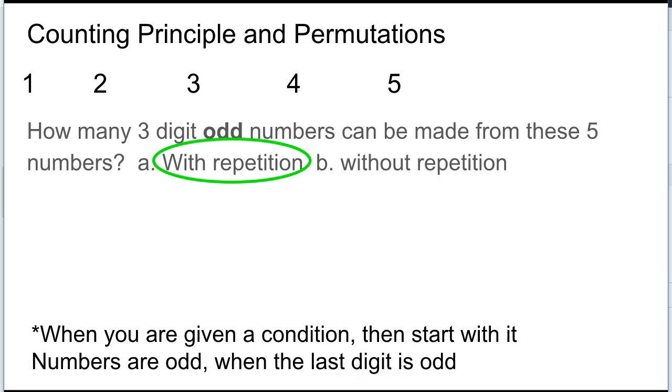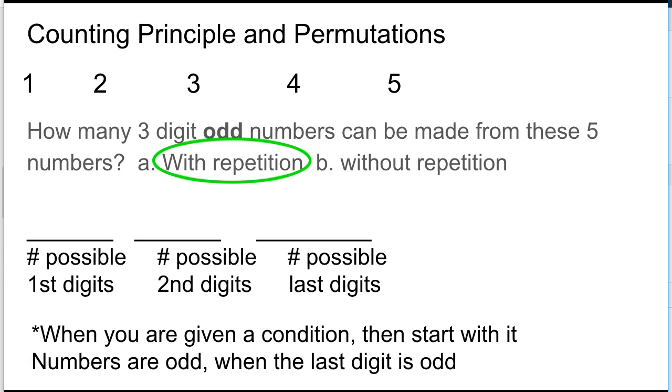So what am I going to do? Well, I have 3 digits: the first digit, the second digit, the third digit. But the condition is talking about the third digit, and it has to be odd. So how many odd numbers do I have out of my 5? Well, there's 3 of them. So how many numbers could take this spot? There's 3. Now, how many numbers, with repetition, could fill the first and the second slot? Pause this and go ahead and put those down.